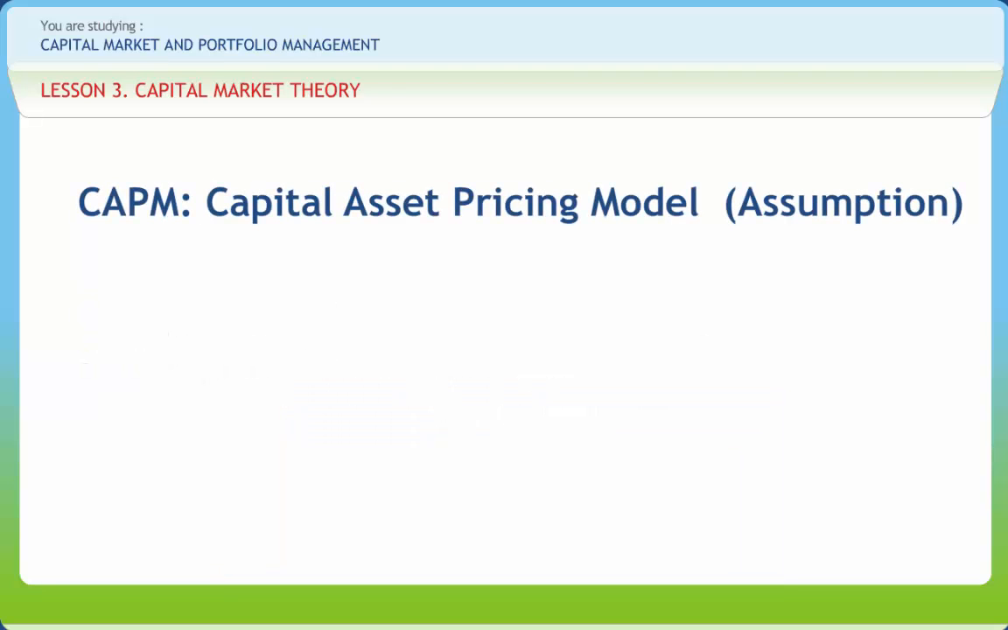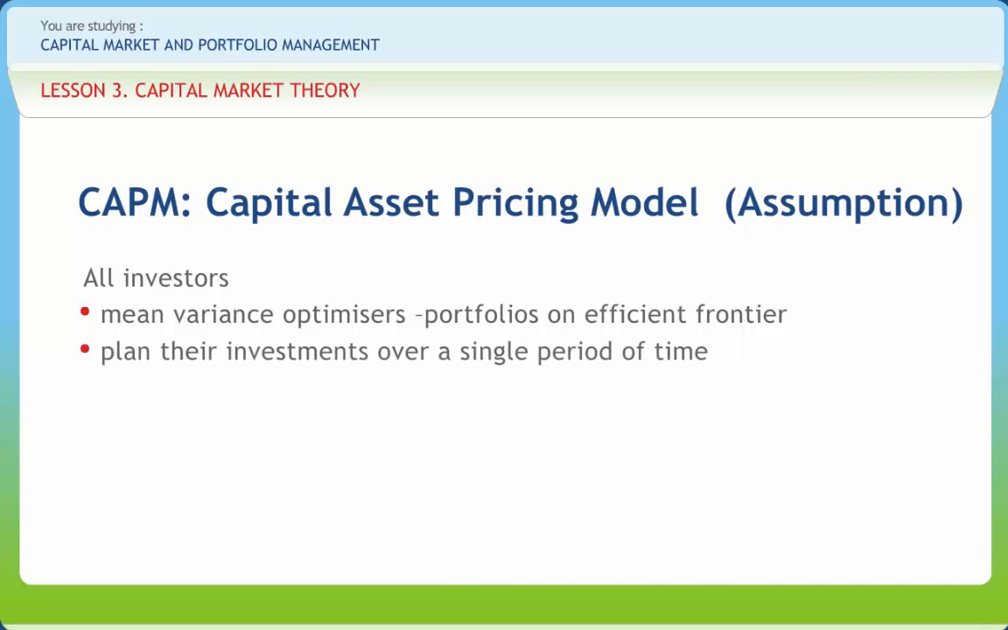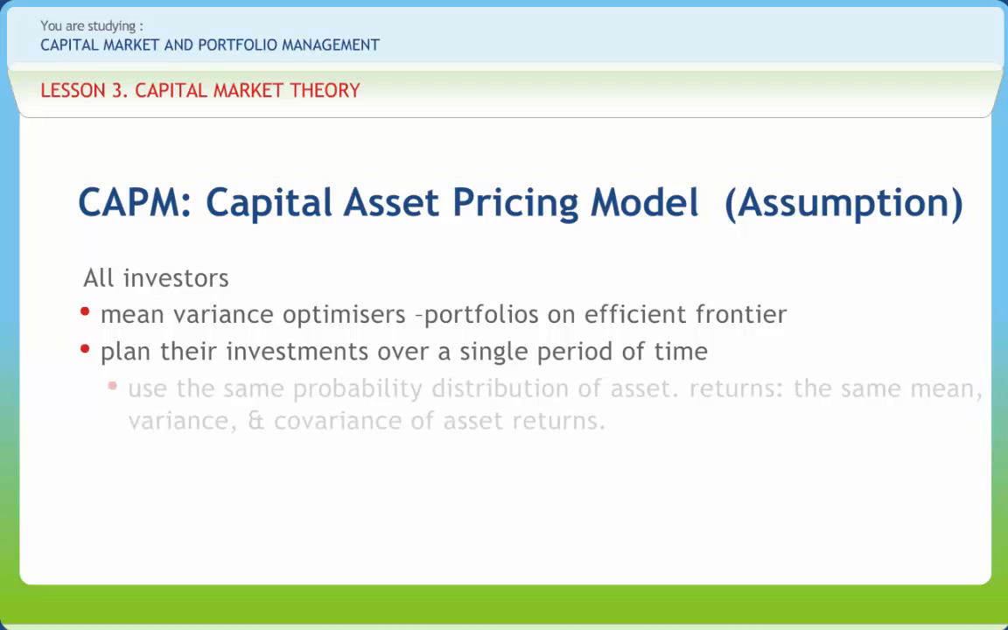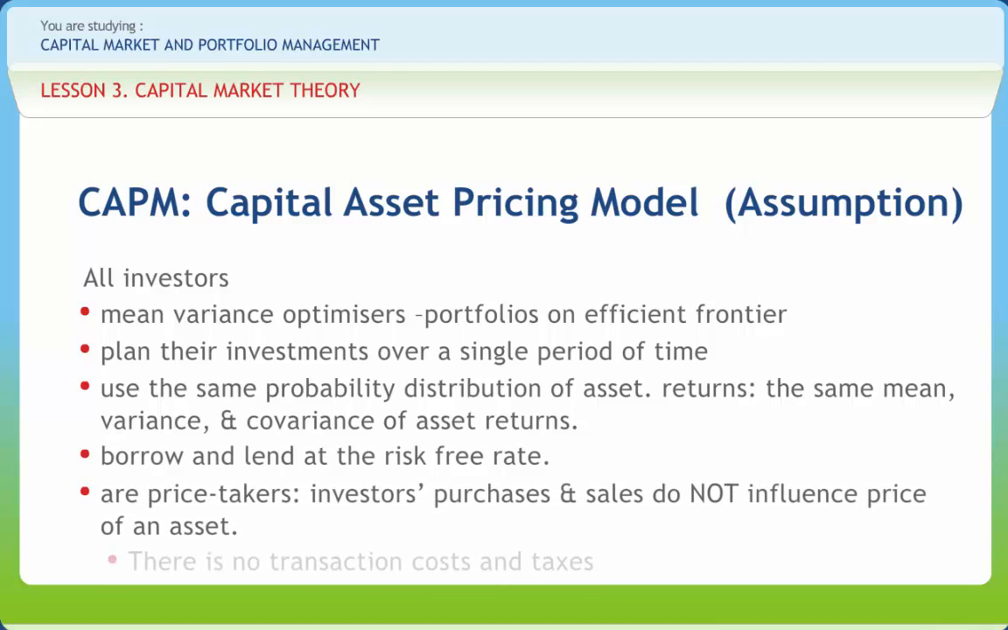The assumptions of the capital asset pricing model are that all investors are mean variance optimizers, holding portfolios on the efficient frontier. They plan their investments over a single period of time. They use the same probability distribution of asset returns, the same mean, variance and covariance of asset returns, and borrow and lend at the risk-free rate. There are no transaction costs and taxes.